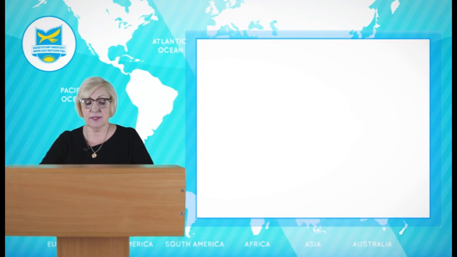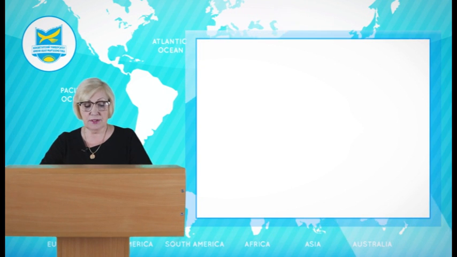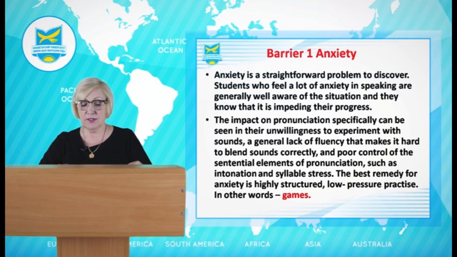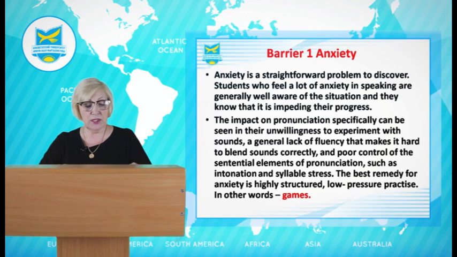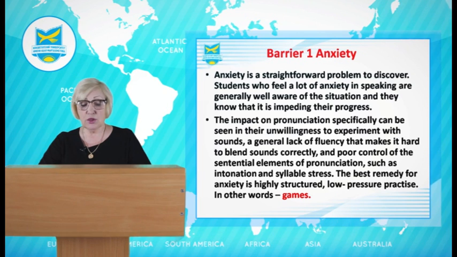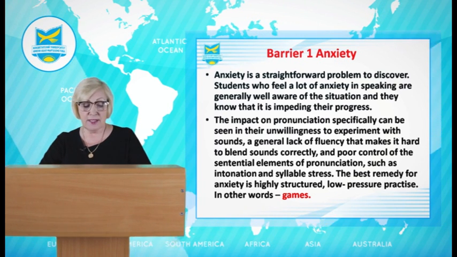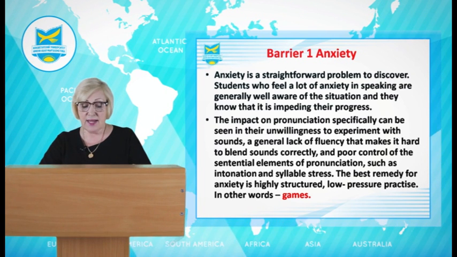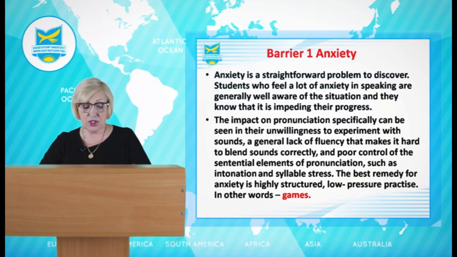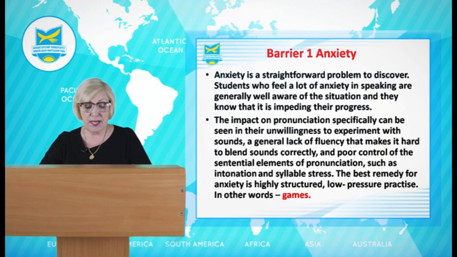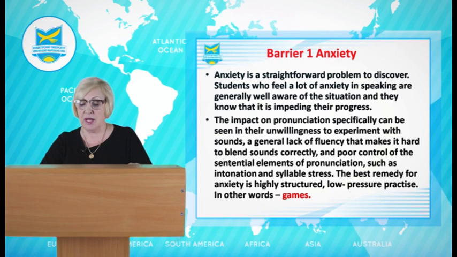Barrier 3. Cultural identity. Finally, the question of cultural identity has to be dealt with. Students that don't want to be assimilated into an English-speaking society aren't going to give up the things that mark them as different. An accent is a clear message about one's roots and history, and many people may be unwilling to completely give it up.